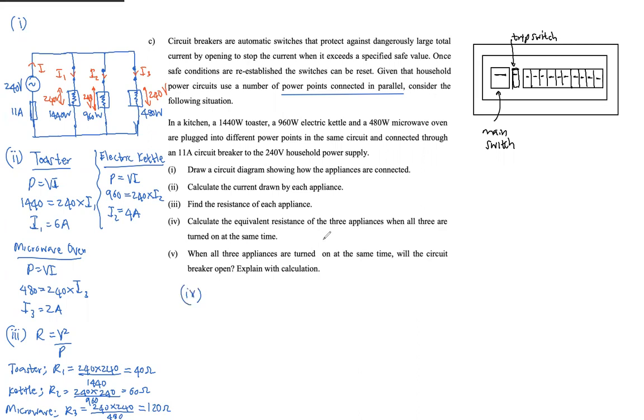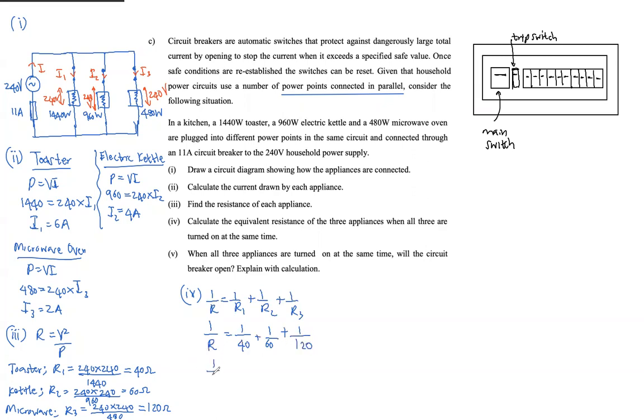Calculate the equivalent resistance of the three appliances when all three are turned on at the same time. What is it? 1 over R is going to be equal to 1 over R1 plus 1 over R2 plus 1 over R3. That is how you have to do it with three resistors. So 1 over R, the equivalent resistance, is 1 over 40 plus 1 over 60 plus 1 over 120.